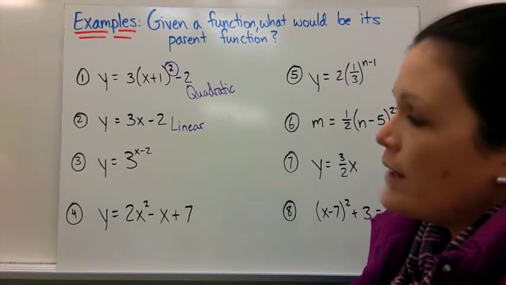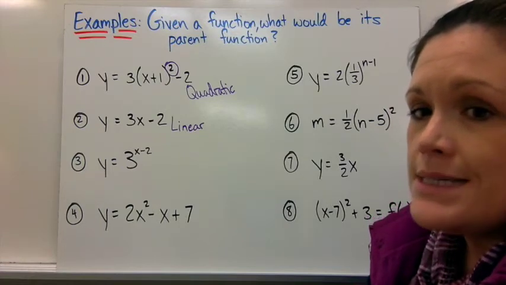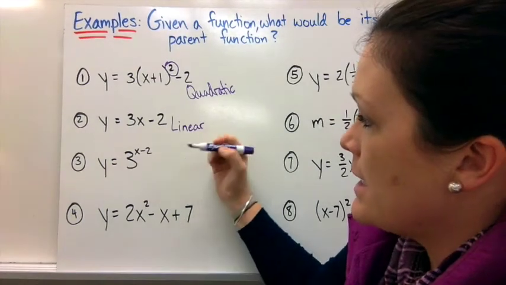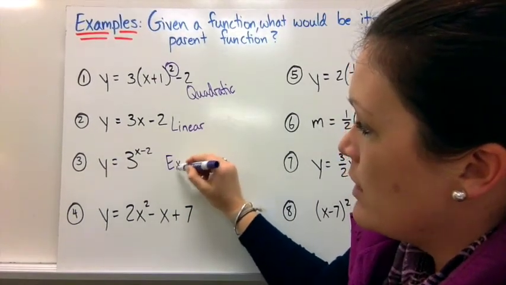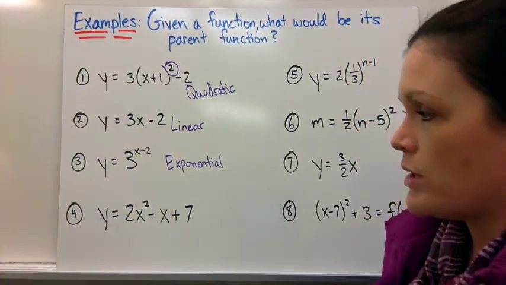Number 3, we look at y equals 3 to the x minus 2 power. So here x is in my exponent. That's exponential. So when x is the exponent or part of the exponent, that's when we know it's exponential, the kind that increases really quickly.